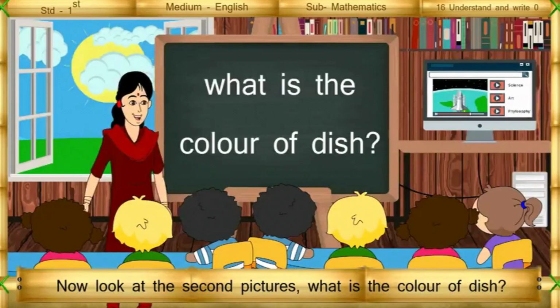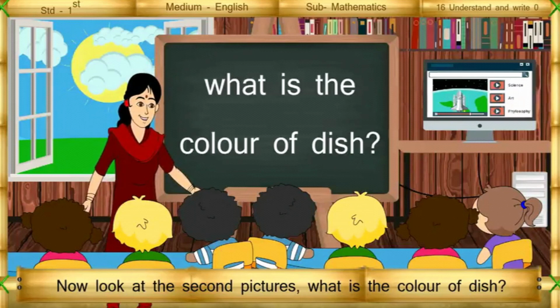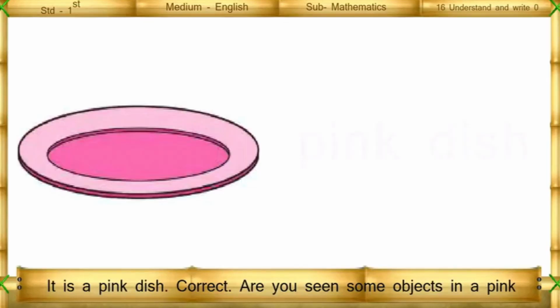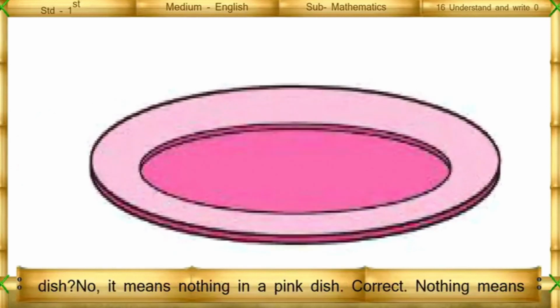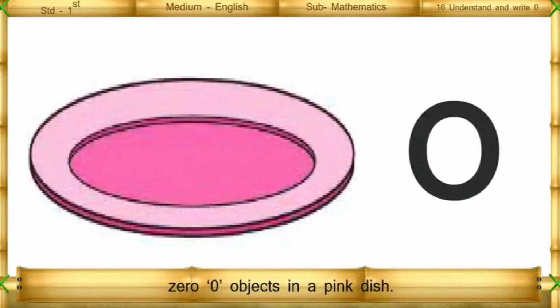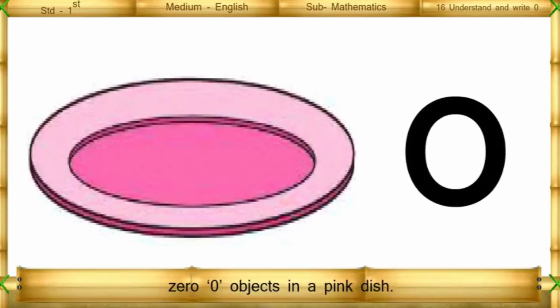Now look at the second picture. What is the color of the dish? It is a pink dish. Correct. Can you see any objects in the pink dish? No. It means nothing is in the pink dish. Correct. Nothing means 0. 0 objects in the pink dish.